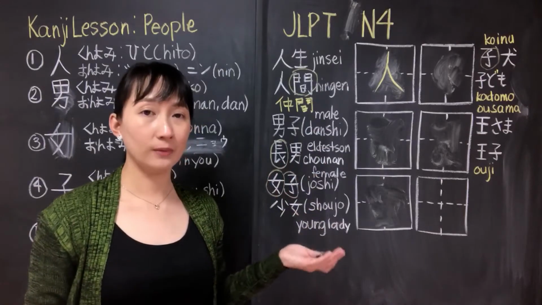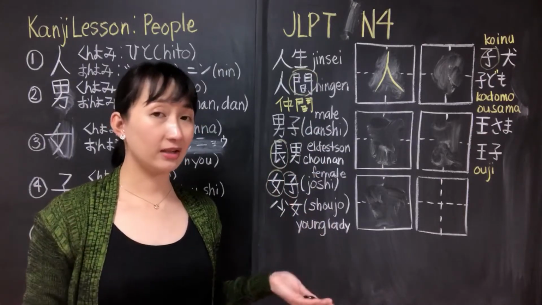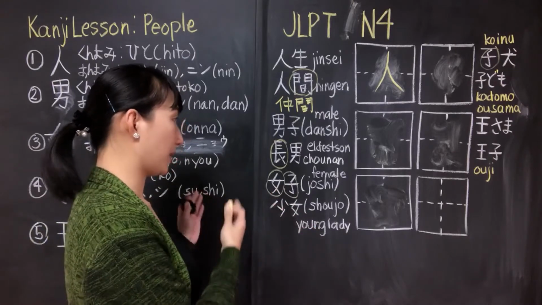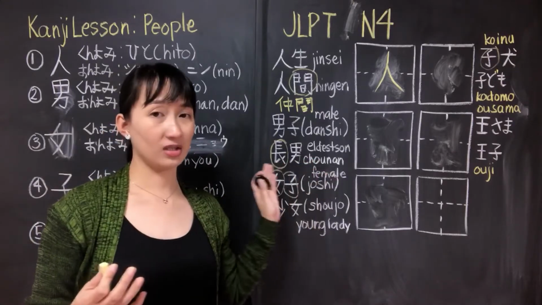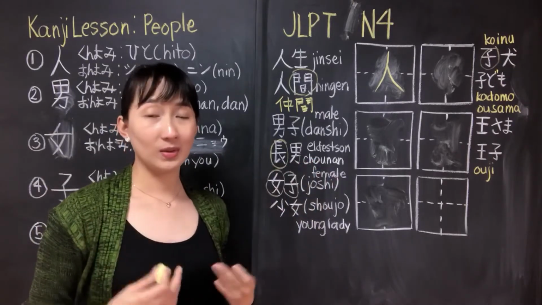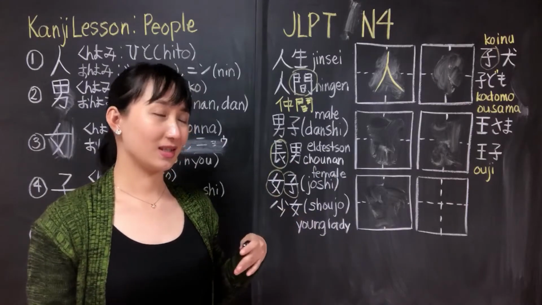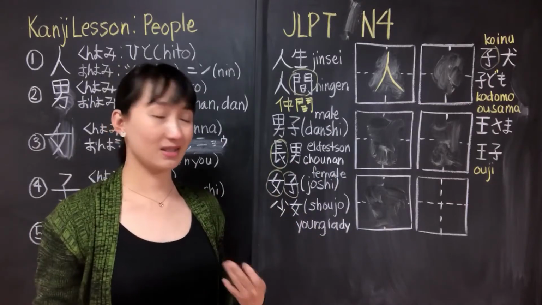For example, my husband is the eldest son. So in Japanese, it's chonan. The eldest son is chonan. Watashi no danna-san wa chonan desu. Okay, so my husband is the eldest son.